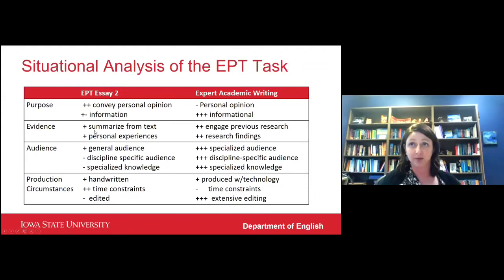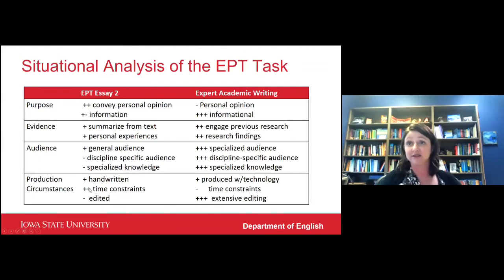So in the learner corpus, we're summarizing from text, we're giving our personal experiences, and this largely doesn't happen in the expert academic writing, the thing that we use to inform the selection of linguistic variables. We have other differences. For example, in the EPT, our learner corpus, they're writing for a general audience. There's no specialized audience. This is seen as sort of a test of general writing ability. Whereas expert academic writing has a very specialized audience. We assume that they have a lot of prior information.